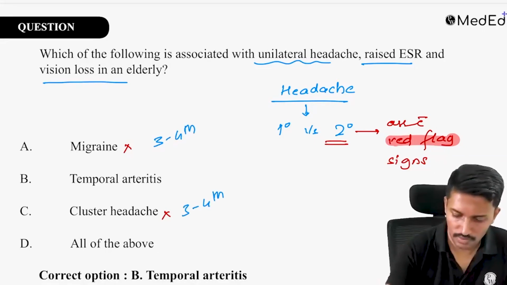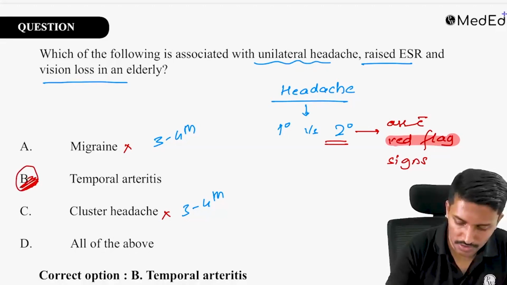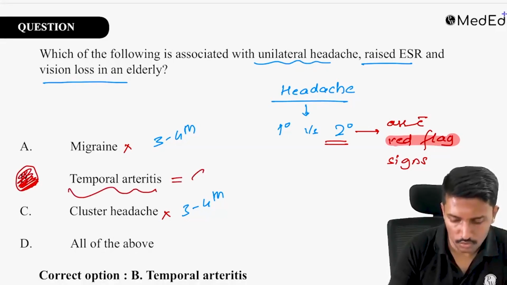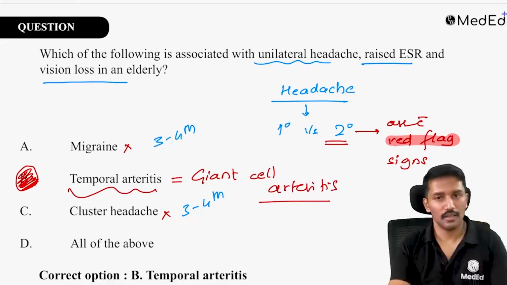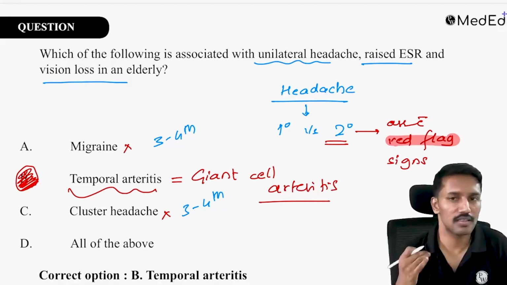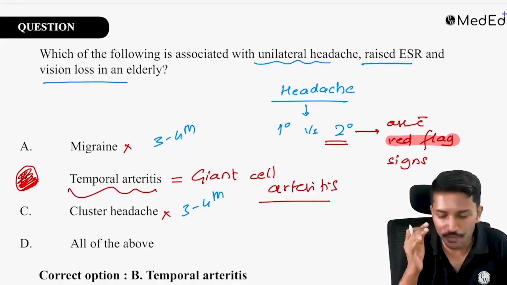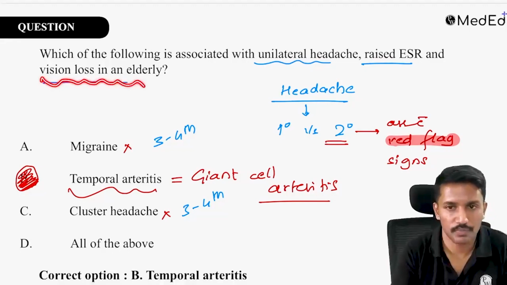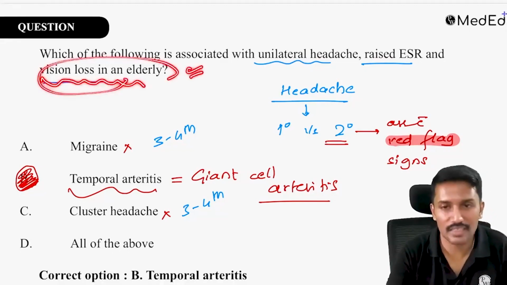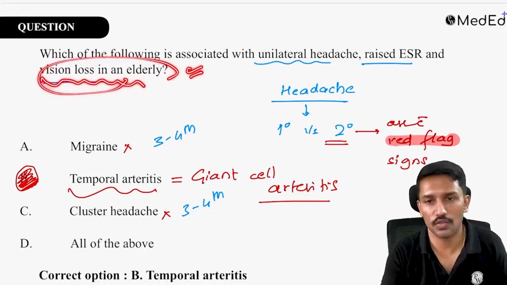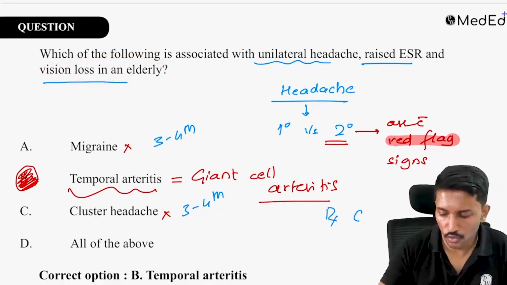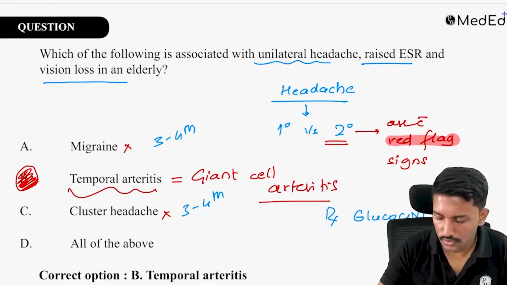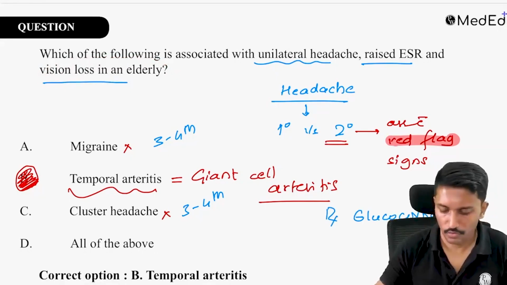So the only secondary headache mentioned here is temporal arteritis, which is also called giant cell arteritis. Giant cell arteritis is a form of vasculitis, and typically patients present with raised ESR and severe headaches which are unilateral, often accompanied by visual impairment. And when they have visual impairment, if you don't recognize and treat them early, it can lead to permanent vision loss. The treatment for temporal arteritis would be in the form of glucocorticoids, right? Glucocorticoids would be the treatment of choice.